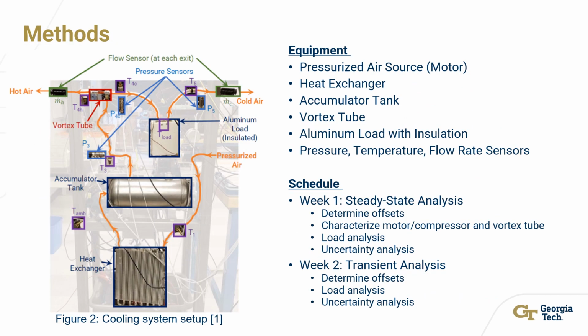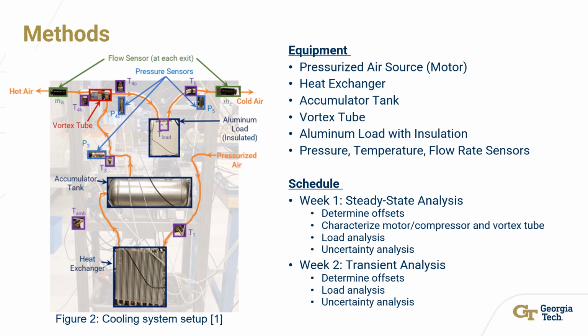In the study, the setup shown in Figure 2 uses the following pieces of equipment: a pressurized air source, heat exchanger, accumulator tank, vortex tube, aluminum load, insulation, and sensors for pressure, temperature, and volumetric flow. At a high level, compressed air is fed through a heat exchanger and vortex tube, where the cold air is sent to cool the load and hot air is rejected from the system. Temperature is measured at each station, pressure is measured at stations 3, 4, and 5, and flow rate is measured at the hot and cold air outlets.